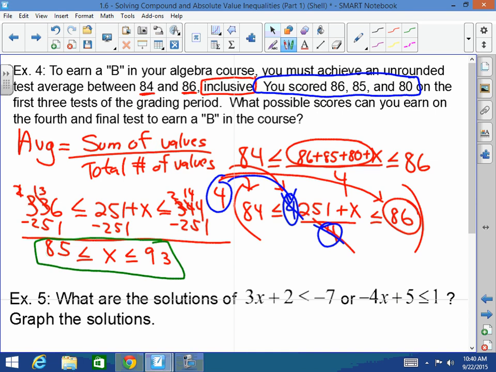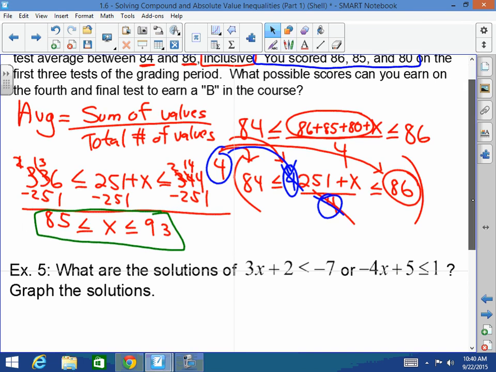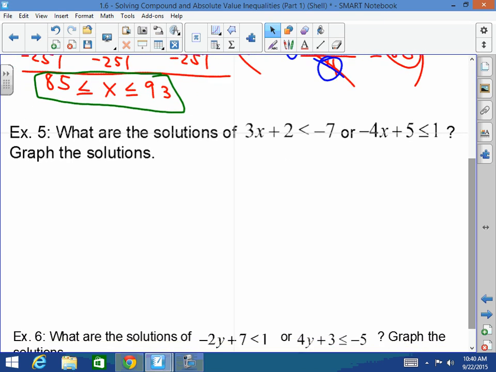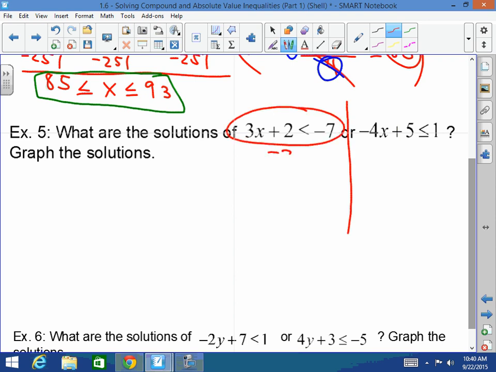Okay? Now, let's try an OR problem. When you have an OR problem, gentlemen, it's very simple. All you got to do is solve each inequality separately and then combine the answers. So literally, you're going to first solve this guy. I'm going to subtract 2 to both sides. 3x is less than negative 9. Divide by 3. Flip the sign, right?